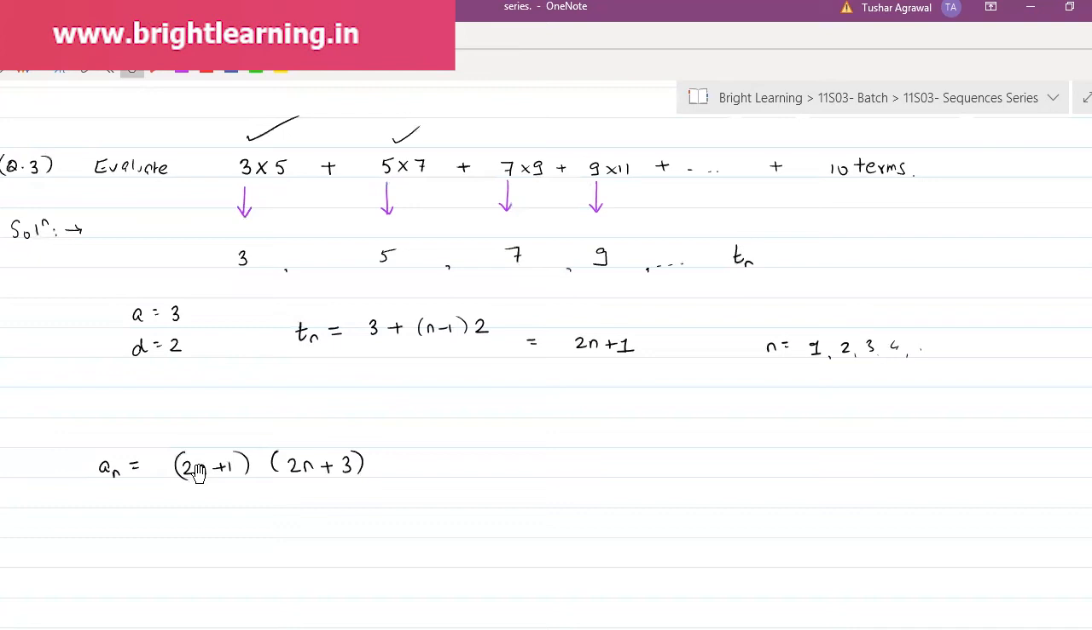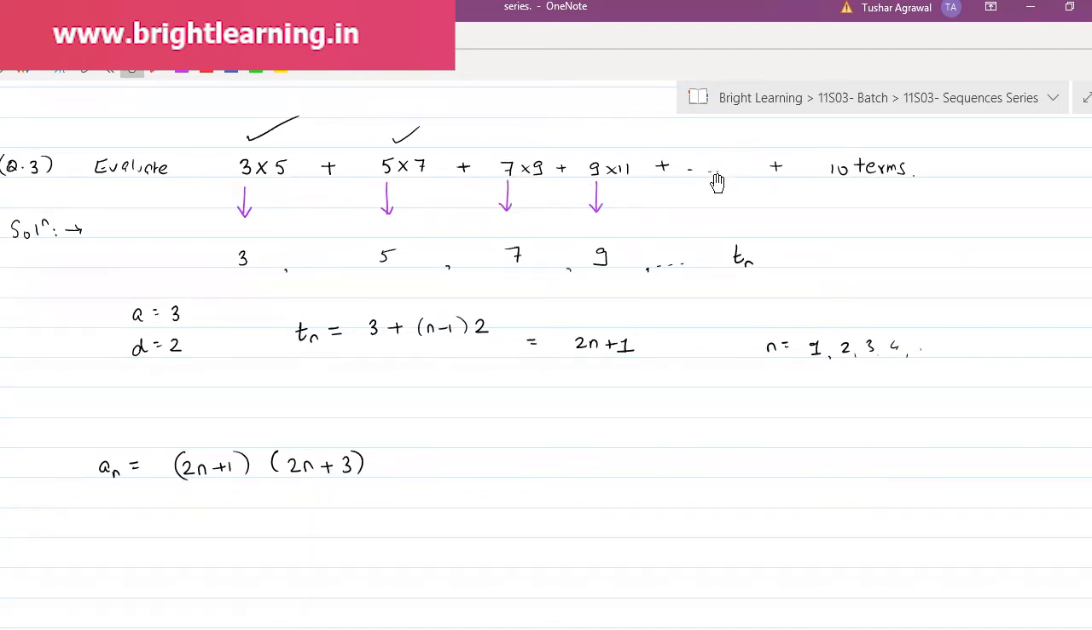Now check. If you substitute n equal to 1, this gives 3, and 3 plus 2 is 5, so 3 into 5. If you substitute n equal to 2, 2 twos are 4 plus 1, 5, and 5 plus 2, 7. So the nth term of this sequence is 5 into 7. Substitute n equal to 3: 3 sixes are 6 plus 1, 7, and you properly get 7 into 9.